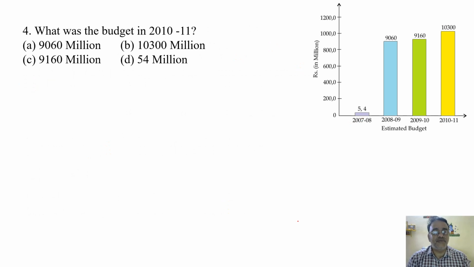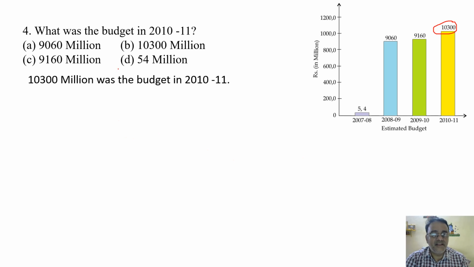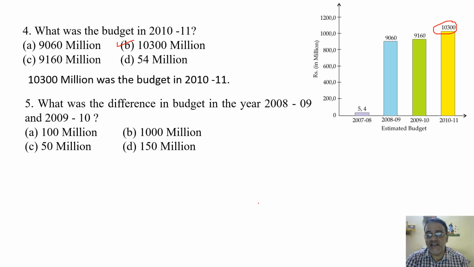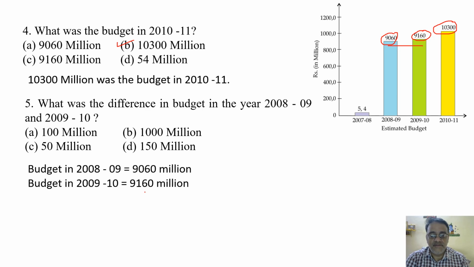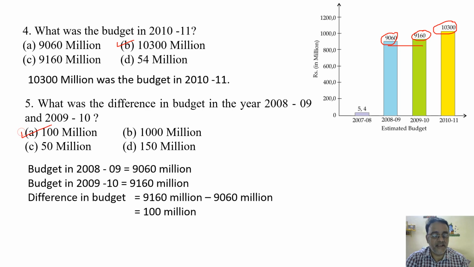Now we are moving toward the fourth question. What was the budget in 2010 to 11? That is 10,300 millions. Okay, and the correct option is option B. Last question, what was the difference in budget in the year 2018-19? This is 9,060 and 2009-10. 2008-9 और 2009-10, इन दोनों का डिफरेंस निकालना है. Okay, so the difference is 100 millions, and the correct option is option A, right?